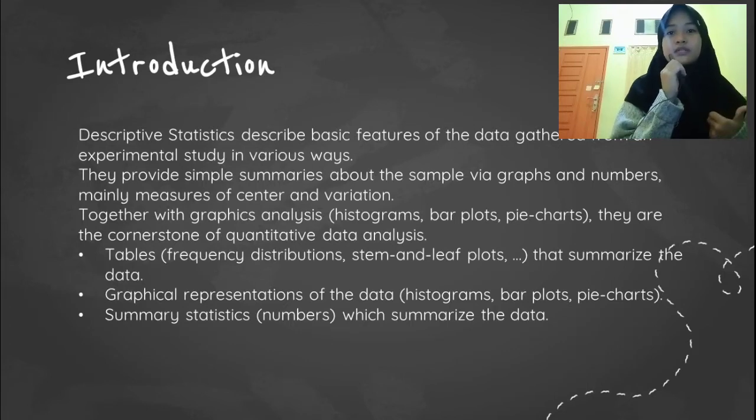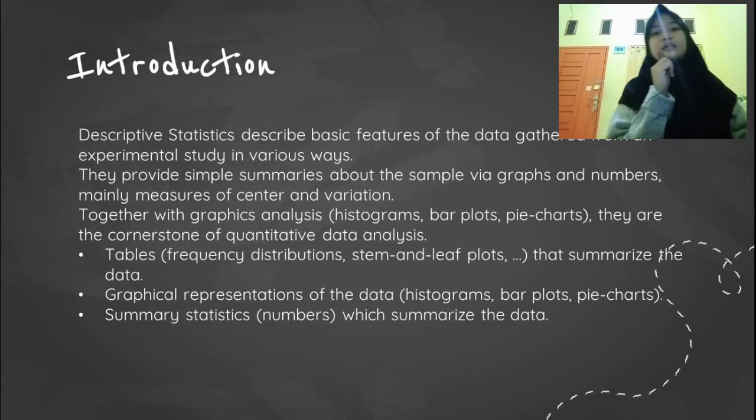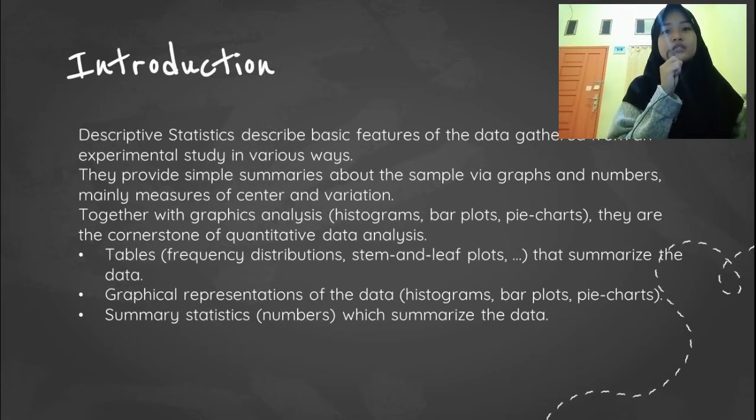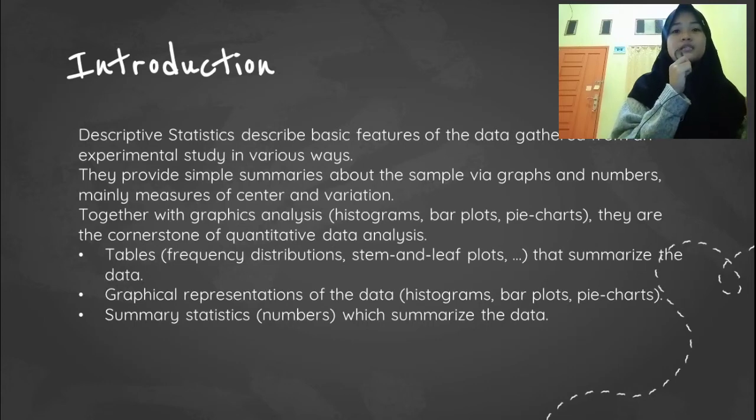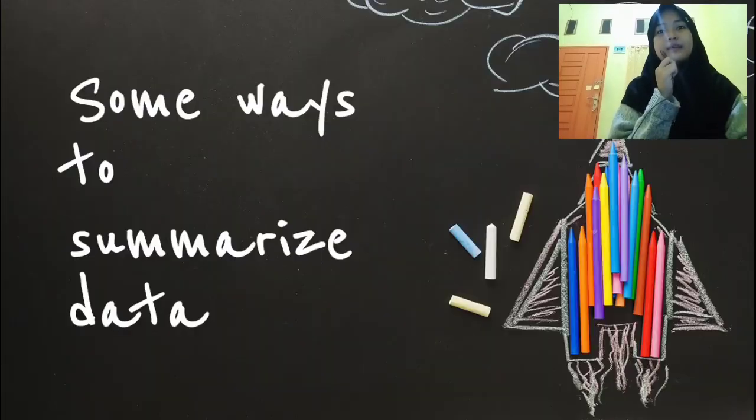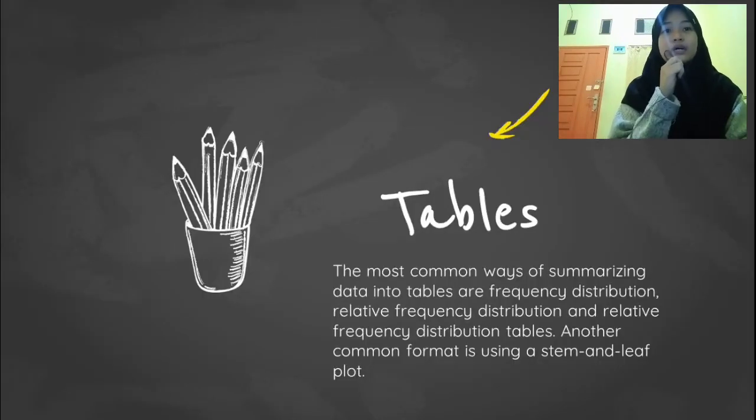First of all, tables, frequency distributions, and stem and leaf plots that summarize the data. Second is graphical representations of data like histograms, bar plots, and pie charts. And the third one is summary statistics, or numbers, which summarize the data. Some ways to summarize the data: the first one is tables. The most common ways of summarizing data into tables are frequency distributions and relative frequency distribution tables. Another common format is the stem and leaf plot.